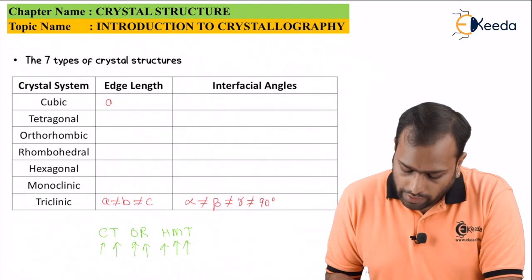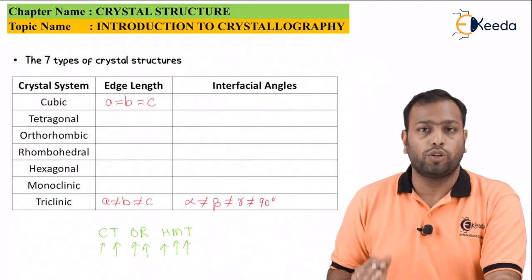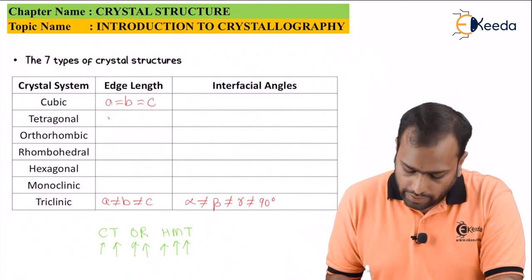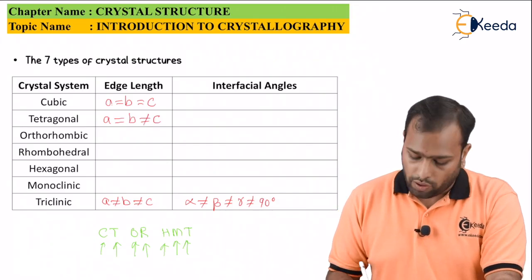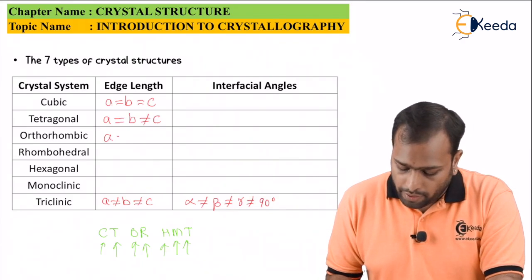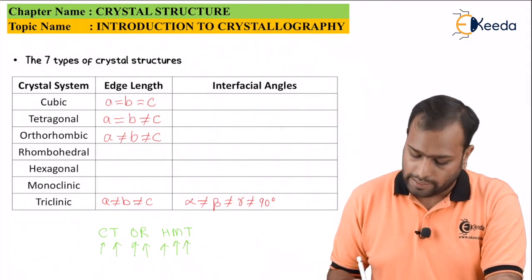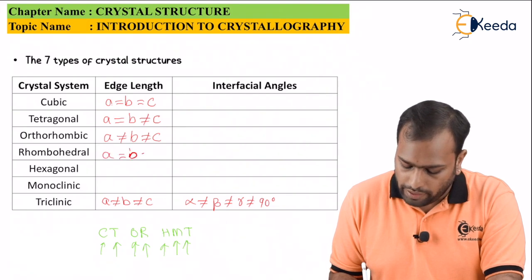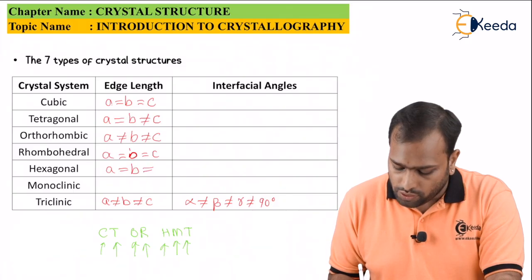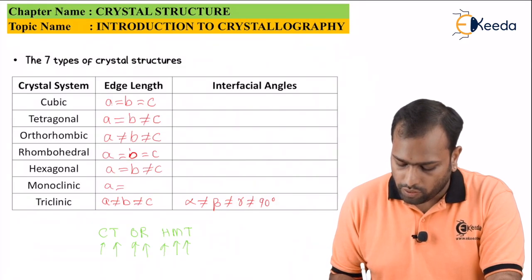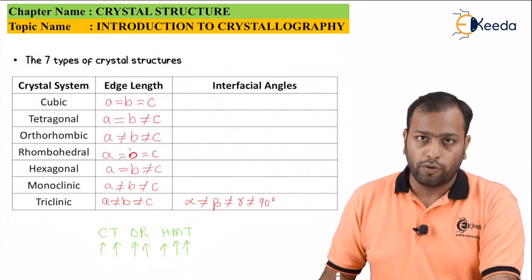In cubic, all the lengths are equal, a equal to b equal to c. Now as you go down, just distort one of the sides. As you can see, in tetragonal, I'll make a equal to b, which is not equal to c. And in orthorhombic, I'll make a not equal to b not equal to c. Now repeat the entire side pattern. It would be a equal to b equal to c. Then I'll have a equal to b, which is not equal to c, and then a not equal to b not equal to c. For angles, you need to follow a pattern.